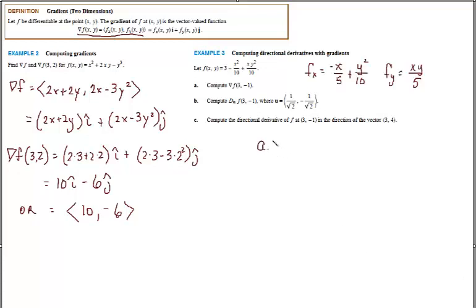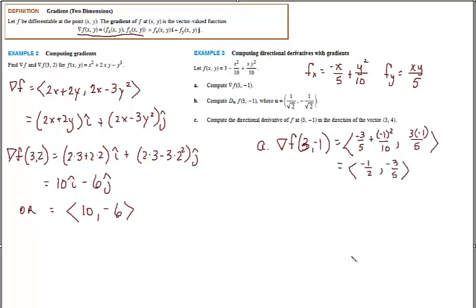Okay, for part a, I am just going to take the gradient of f at the point 3, negative 1. I'm just going to plug that in here: if I plug in a 3 for x and a negative 1 for y, I'll compute that, and same thing here. Alright, that's finished with my computation.